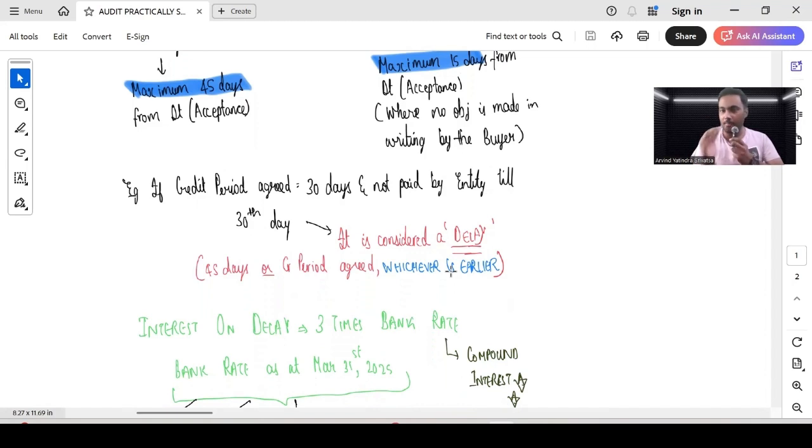And this should be compound interest, guys. Very, very important, because some clients accrue at simple interest, which is not right. You need to ensure that this is at compound interest.